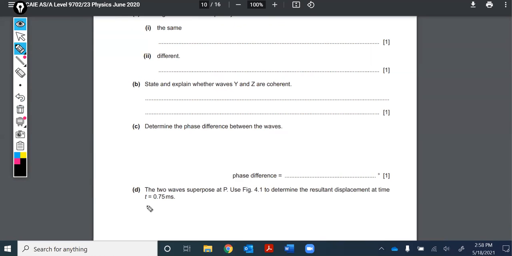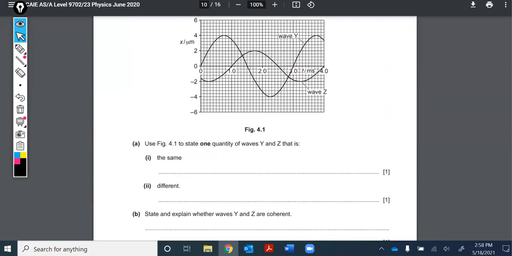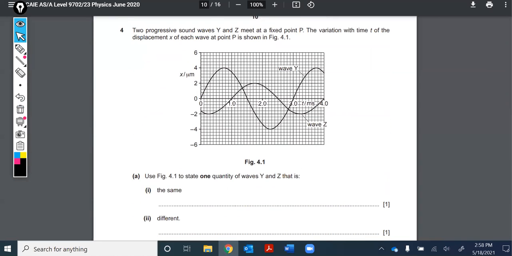120 for that. And then it says the two waves superpose at P. So we apply the principle of superposition, and the algebraic sum of the displacement of the individual waves equals the displacement of the new wave, to determine the resultant displacement at time 0.75 milliseconds. So we're going to 0.75 milliseconds, and we're using the principle of superposition. So 0.75 milliseconds looks to be about, there's 10 squares between here and here, right? 1, 2, 3, 4, 5, 6, 7.5. So we're looking at this point here.